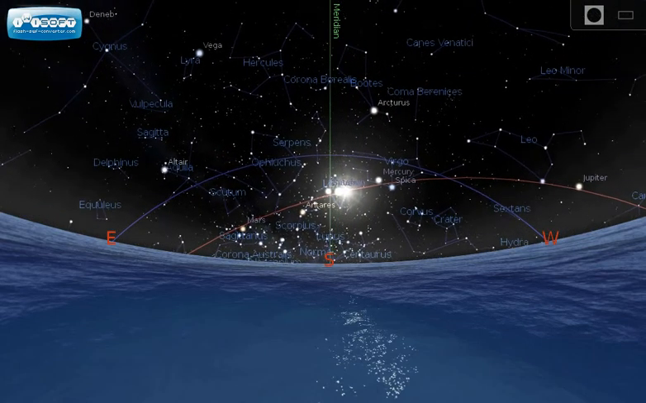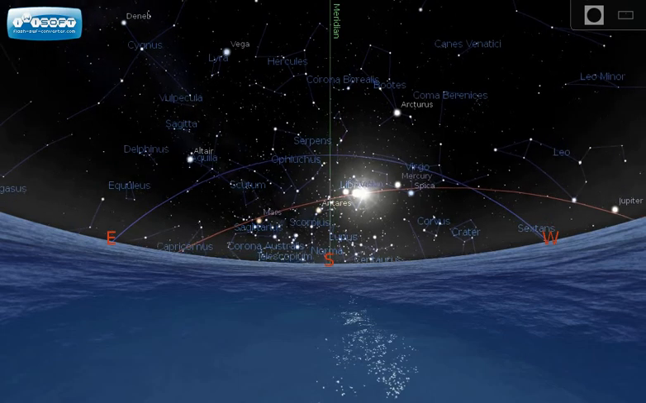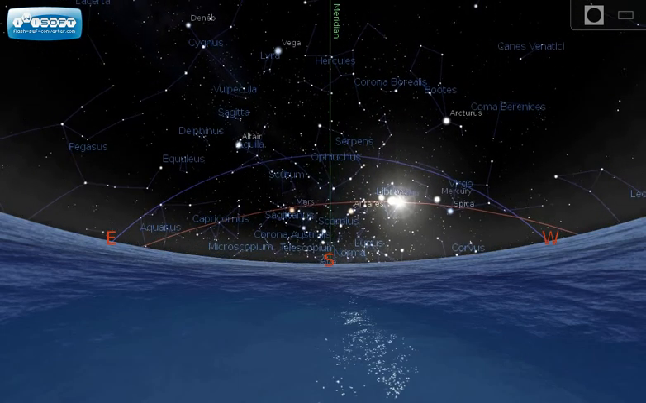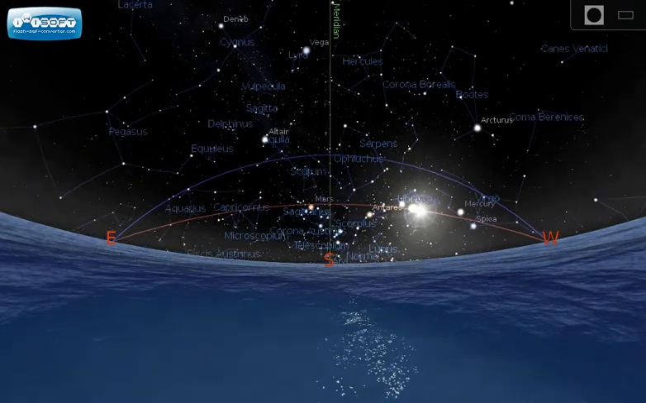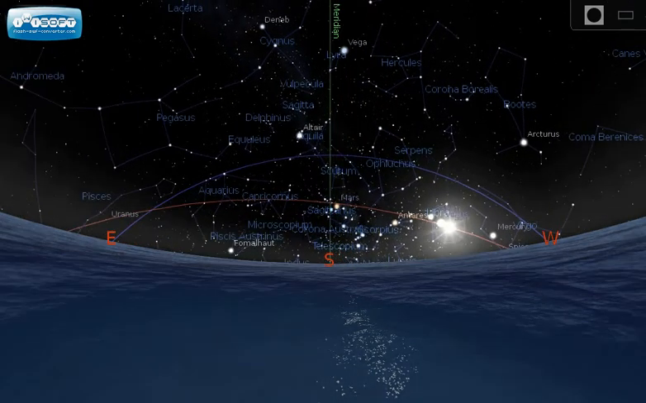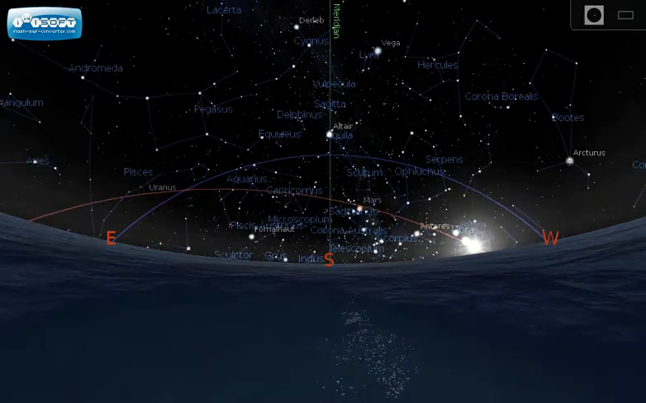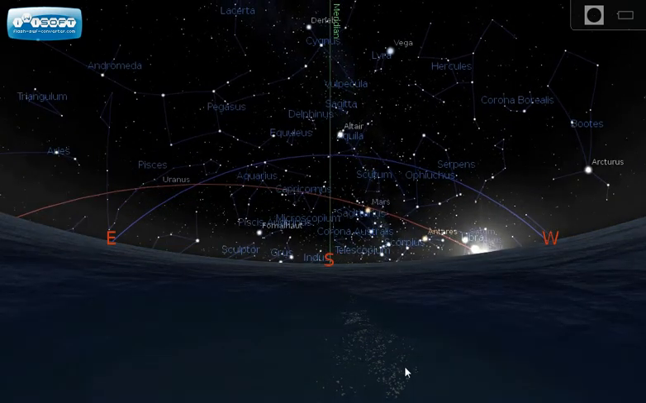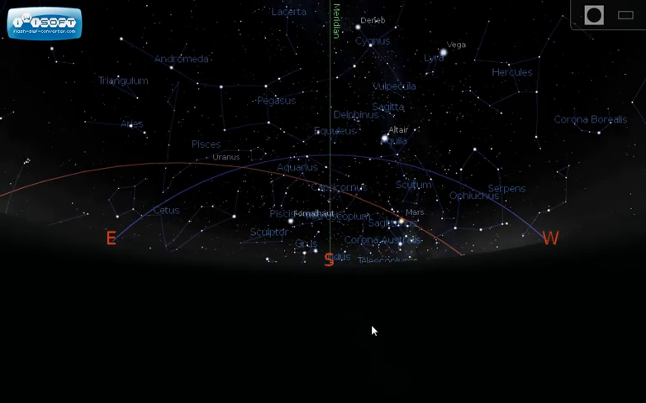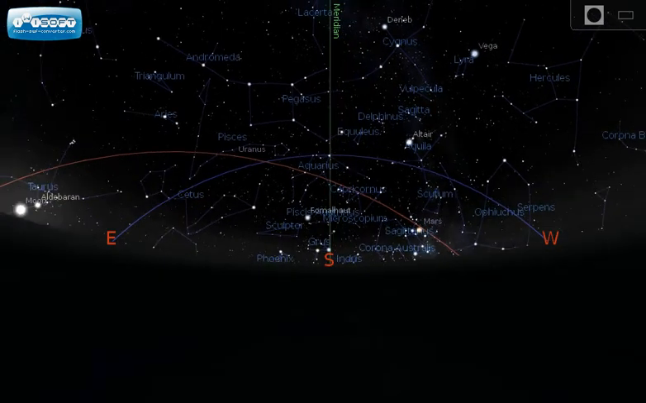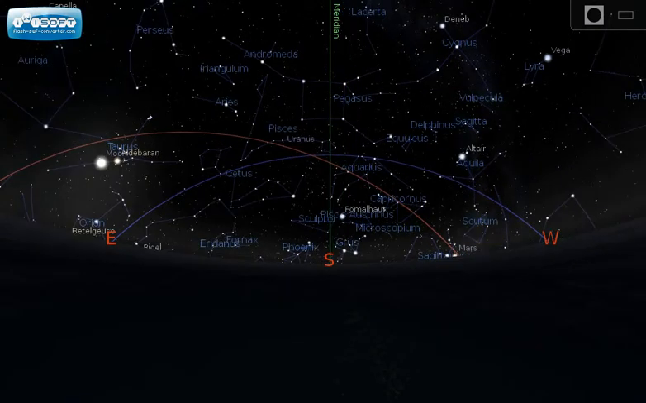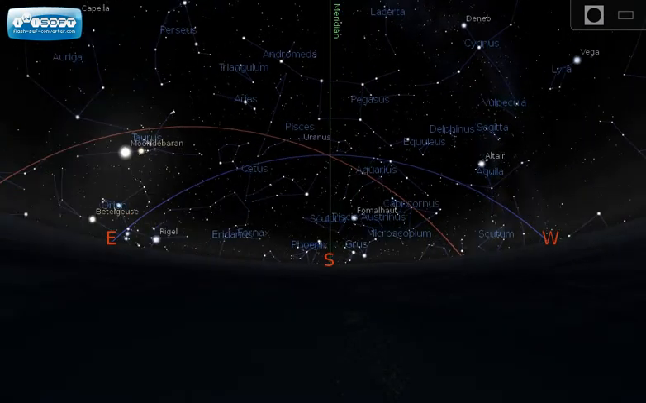What I want to do today is explain and demonstrate visually the difference between the constellations and the signs of the zodiac. The constellations are unequal sections that cover the whole sky, and the signs of the zodiac are a belt that includes the blue line of the celestial equator and the red line of the ecliptic. And it begins where the red line of the ecliptic crosses above the blue line of the celestial equator.